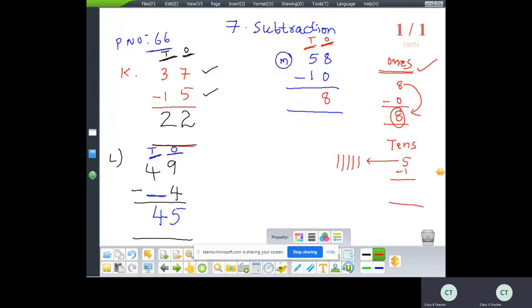From 5 we remove only one line. After removing one line from 5 lines, there are 4 lines. 5 minus 1 is equal to 4. This answer 4 we write in the 10th place. Why? Because these digits are from the 10th place. 5 minus 1 is equal to 4. The answer is 48.